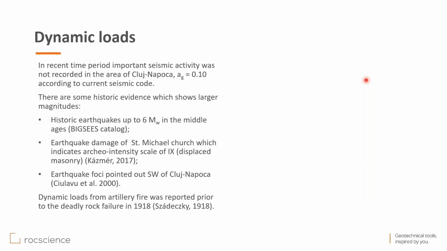I will now cover quickly the variable factors regarding the dynamic loads and anthropic factors. For people outside Romania, I want to remind that according to our seismic norms for Cluj-Napoca, we have a design ground acceleration as a fraction of gravity of 0.1. Even though important seismic activity has not been recorded in recent times, there is some historic evidence which shows larger magnitudes.